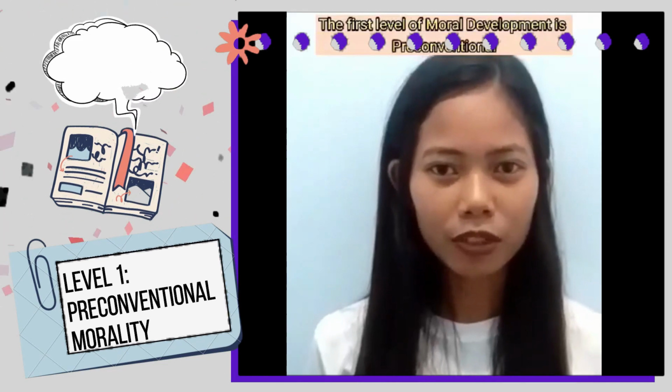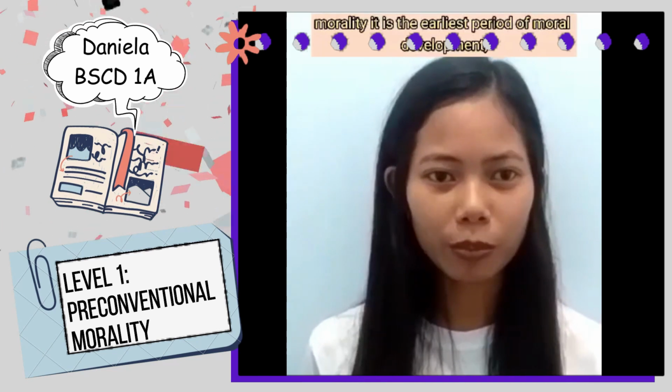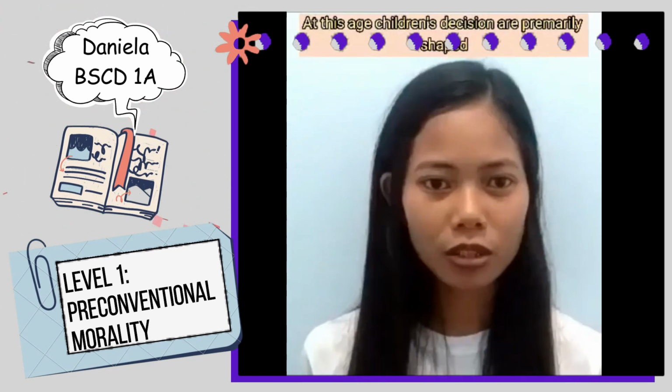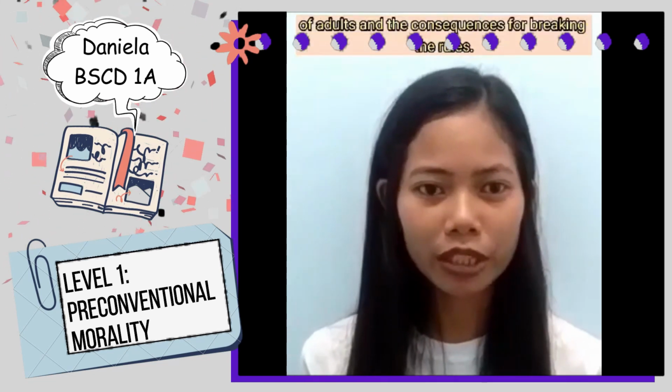The first level of moral development is pre-conventional morality. It is the earliest period of moral development. It lasts until around the age of 9. At this age, children's decisions are primarily shaped by the expectations of adults and the consequences for breaking the rules.